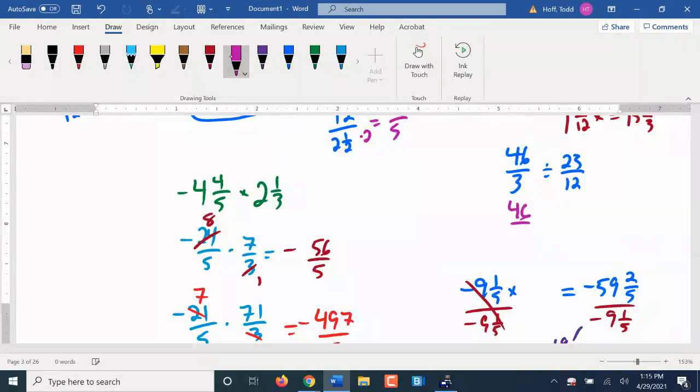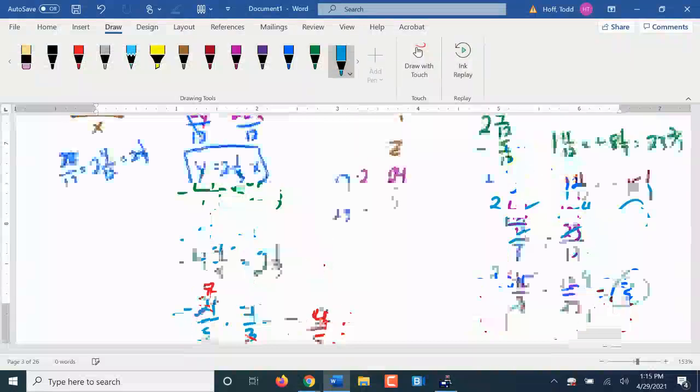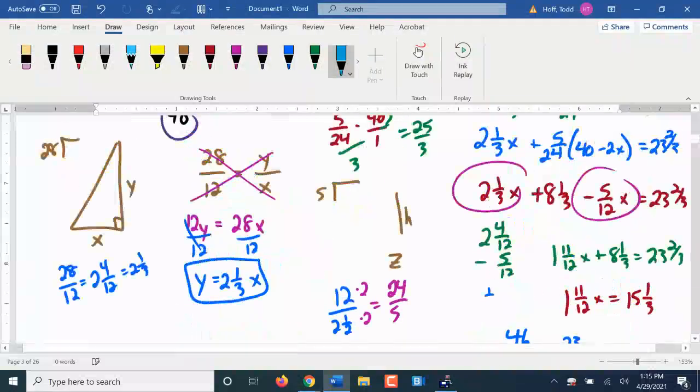So the 46 over 3 stays. We times 12 over 23. 46 and 23 cancel out, or divide by 23, giving me 1 and 2. 3 and 12 divided by 3, giving me 1 and 4. That equals 2 times 4 is 8. That is much better. X is 8 feet.